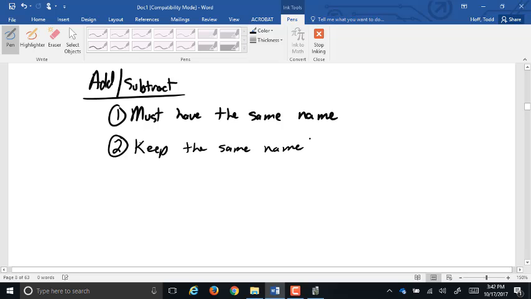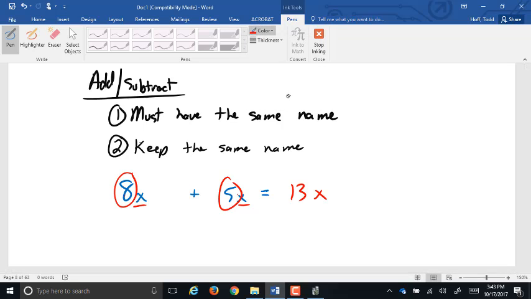Like we saw up above. I have 8x plus 5x. Do those have the same name? Yes, it's x and x. Well, we combine the counts. 8 plus 5 is 13, and we keep the same name of x. A lot of people will mistakenly try to put x squared there, but we don't need that. We are adding or subtracting. We are just going to keep the same name.